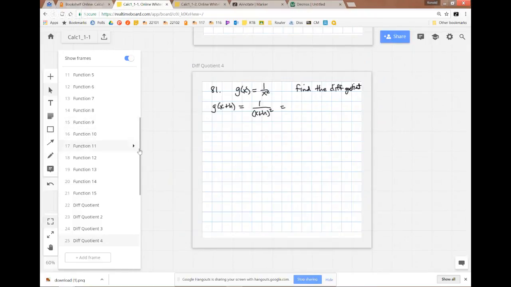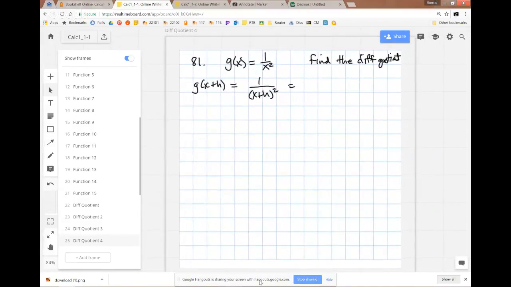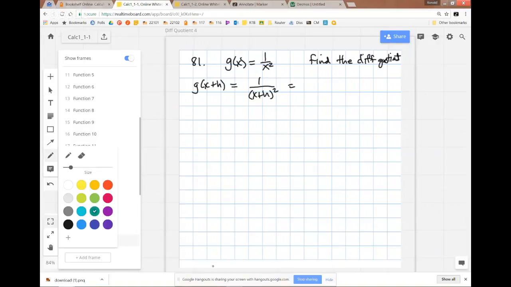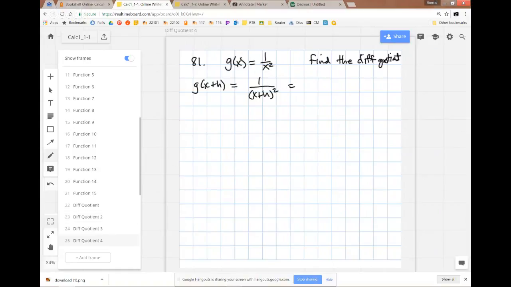Let me see here. I want to make this a little bit bigger. All right. So, this time we have g of x equals 1 over x squared. And we want to find the difference quotient. So, the first thing we want to note here is that what we want to find is g of x plus h minus g of x, the original function, all over h. That's our difference quotient. So that's what we're aiming for.